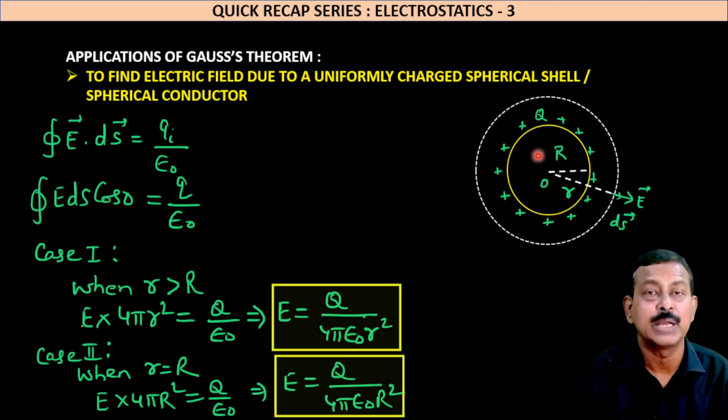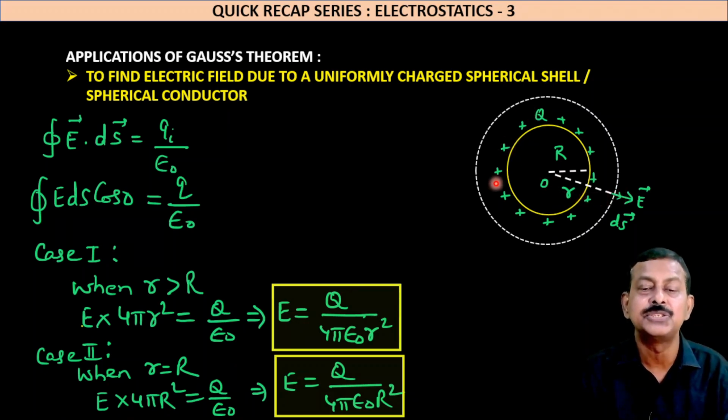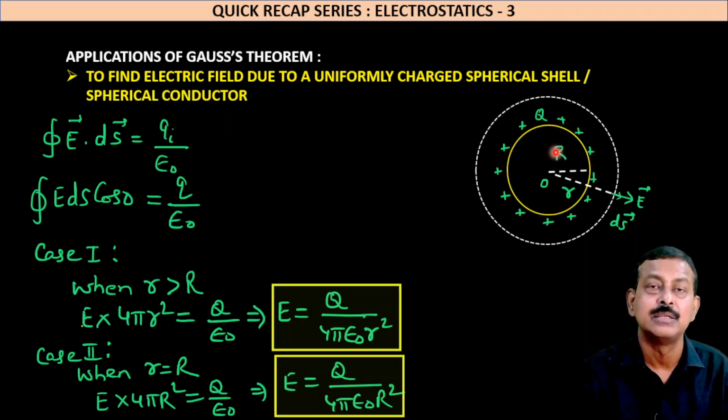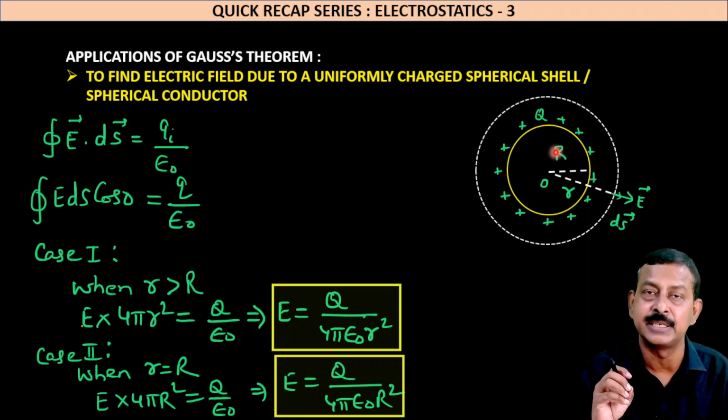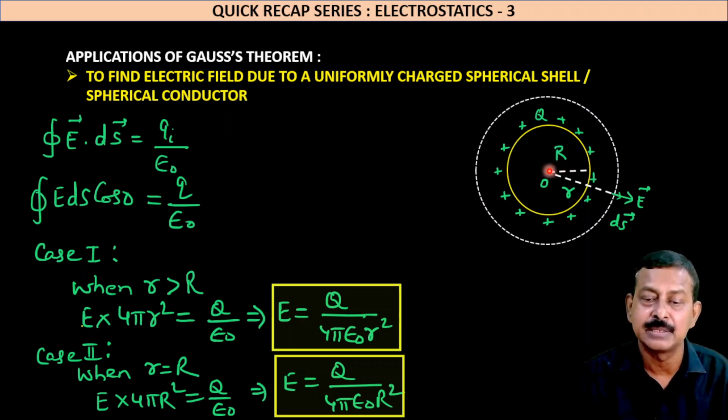One thing you can remember here: if the point is lying outside the spherical shell or on its surface, we can treat it as if whatever charges were on the spherical shell are concentrated at the center. Treating that charge as a point charge, we can find the electric field. So that is the expression.